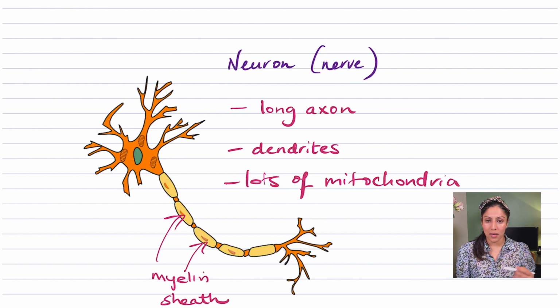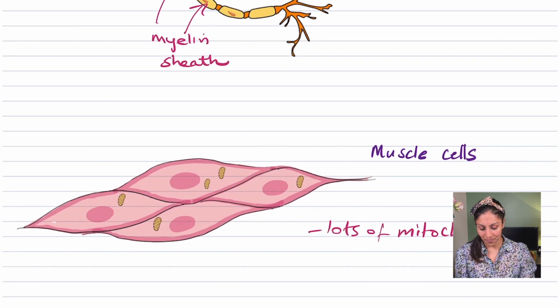And again, you might see a pattern here. It just has a lot of mitochondria so that this process can happen efficiently to release energy for respiration.